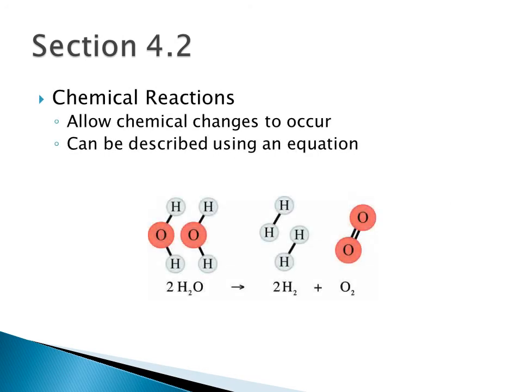Chemical reactions are what allow chemical changes to occur, and we describe chemical changes and chemical reactions using an equation. Here is an example of having two water molecules, and they can become two hydrogen gas molecules and one oxygen gas molecule. And you see the equation listed underneath.